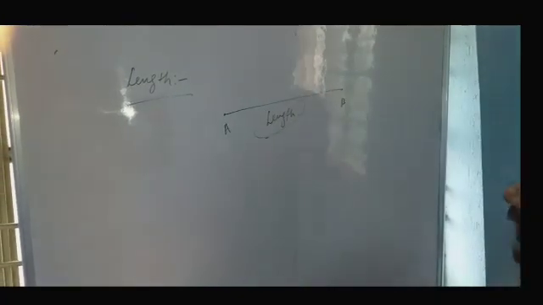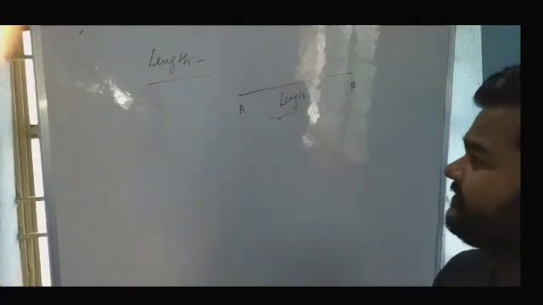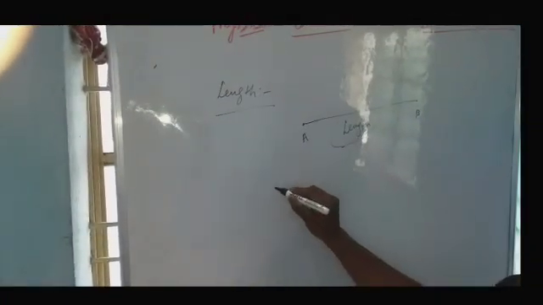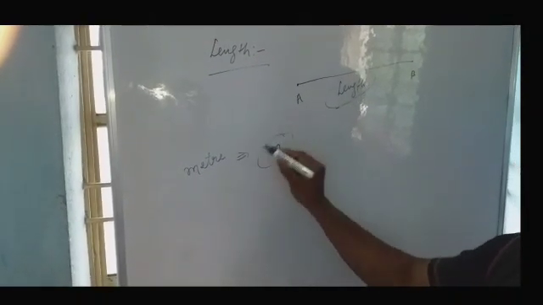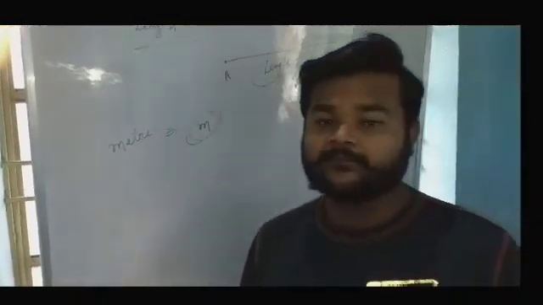Understand? Length is a fundamental physical quantity. The SI unit of length is meter. It is denoted by symbol m.